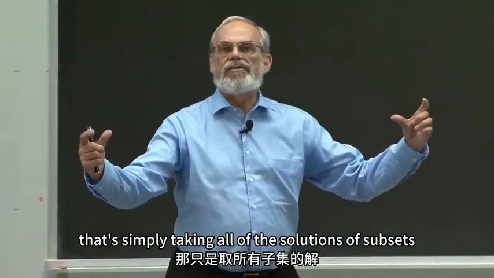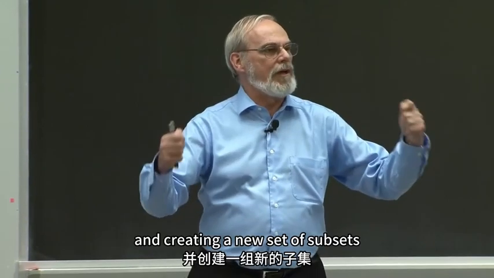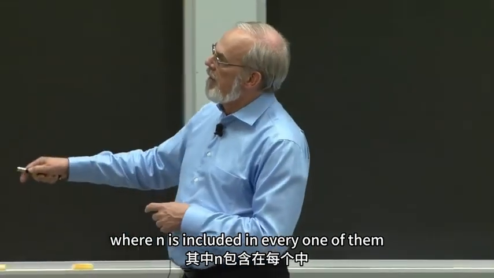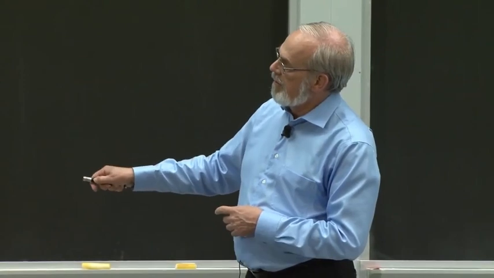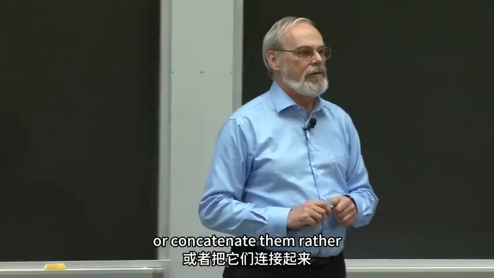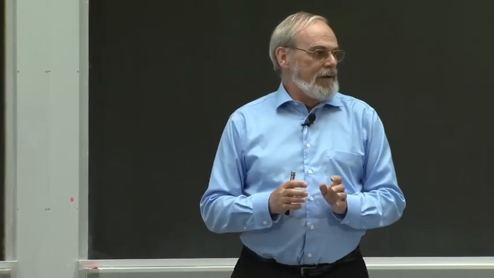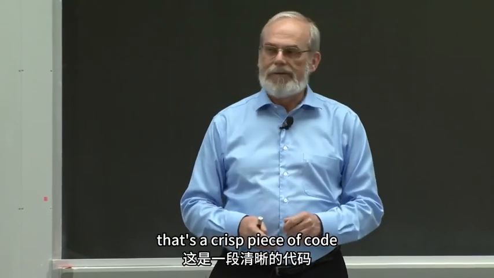That's simply taking all of the solutions of subsets of up to n minus 1 and creating a new set of subsets where n is included in every one of them. And now I take this, and I take that, I concatenate them together and return it. That's a crisp piece of code.